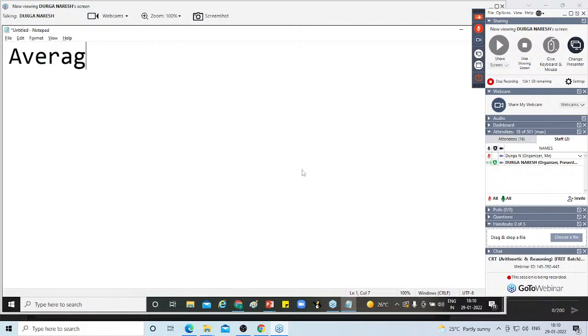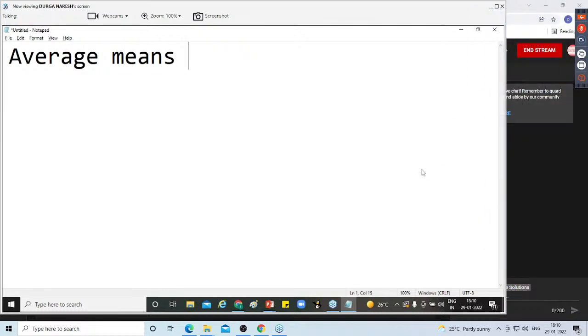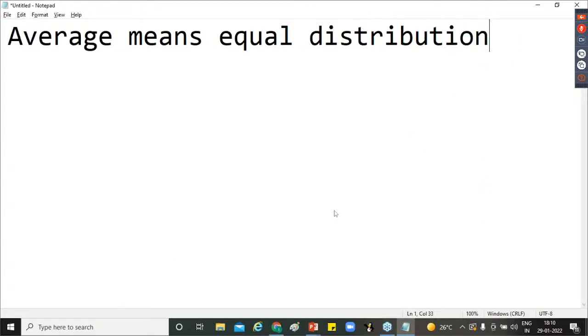In general, average means equal distribution. So in what way is it equal distribution? For example, let us assume there are three persons: person A, person B, and person C.